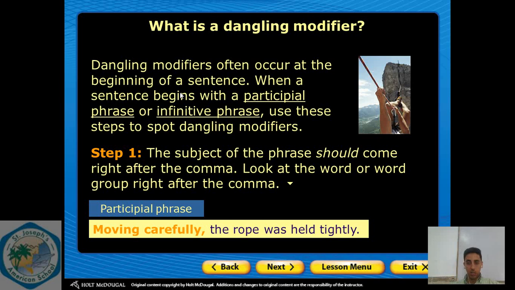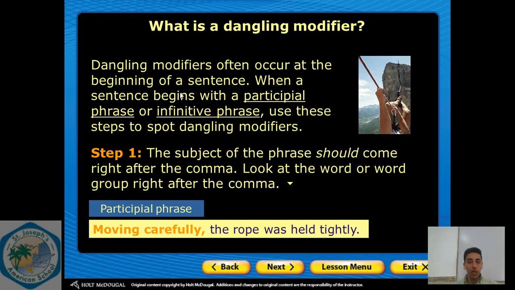"Moving carefully." It must be someone who is moving carefully. It's not the rope itself that was moving carefully. So how to fix a dangling modifier? First of all, you have to find what is wrong. Is it wrong or not? First of all, find your modifier if you want to fix this dangling modifier.